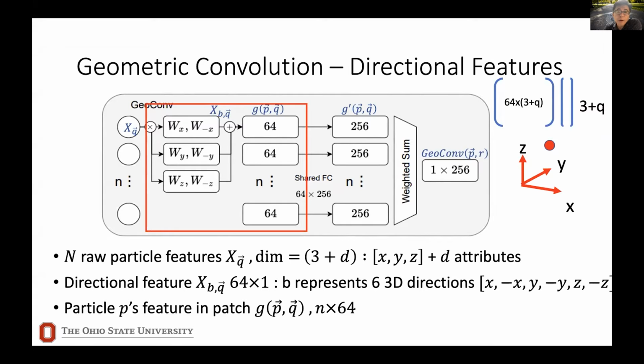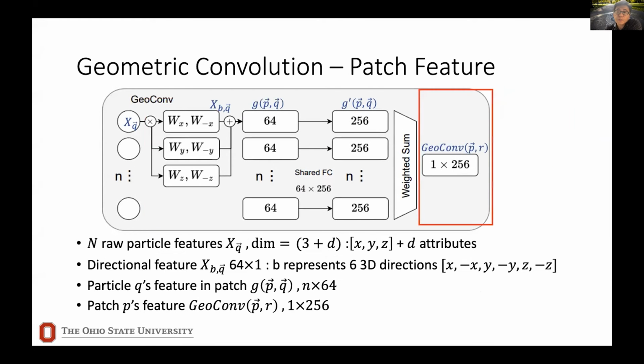Remember that we want a single vector to represent the particle patch, not n vectors of 64 dimensions. So we have another weighted sum and neural network combination to reduce the n 64-dimensional vectors into a single code vector with 256 dimensions. I will describe each individual step in a little more detail, but you can just imagine that by the end of this convolution, we get a single 256-dimensional vector representing the entire particle patch.